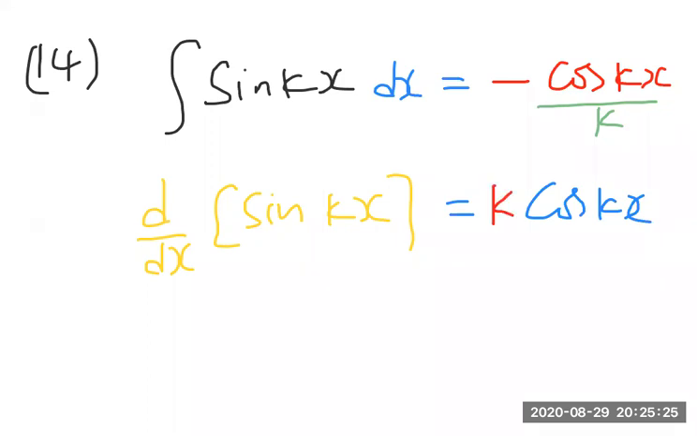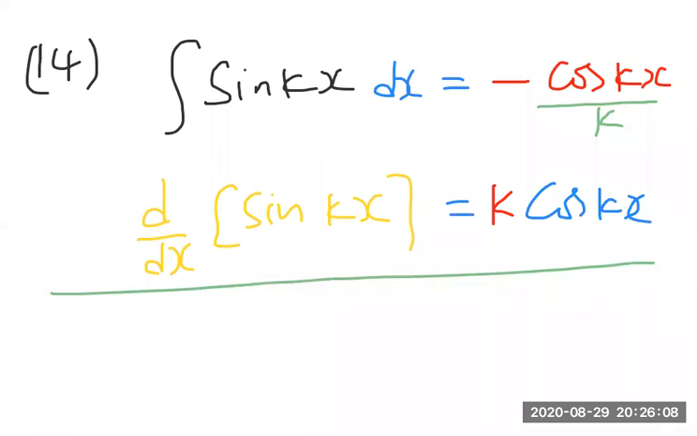What I want to say is, please observe the difference between differentiation and integration carefully. The constant k, in integration we write in the denominator, and in differentiation we write in the numerator itself. Don't get confused. For integration, you write the constant k down, and for differentiation, you write it up. Differentiation: k into cos kx. Integration: minus cos kx by k. I hope you are clear till here.